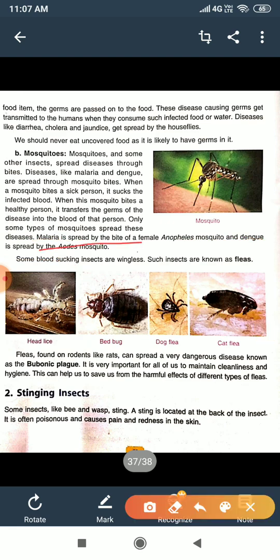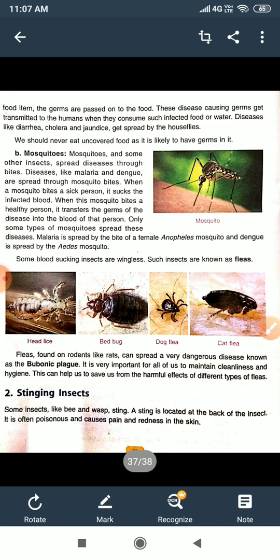Which mosquito is responsible for malaria? That is the female Anopheles. And for dengue, it is the Aedes mosquito. So you will learn these question answers, these points, so you can write their names.